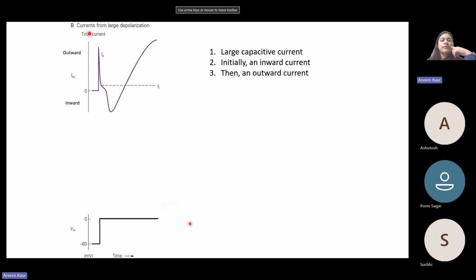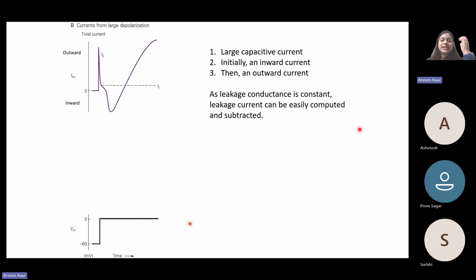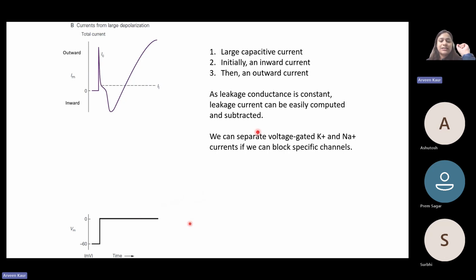Okay. So when we talk about an action potential, this is the current from a large depolarization that we are getting, right? So a large capacitive current, initially there is an inward current and then there is an outward current that happens, right? As the leakage conductance is constant, leakage current can be easily computed and subtracted, so that we can take care of. But there is not just leakage conductance that is happening, right? There are also active conductances for sodium and potassium, for instance.